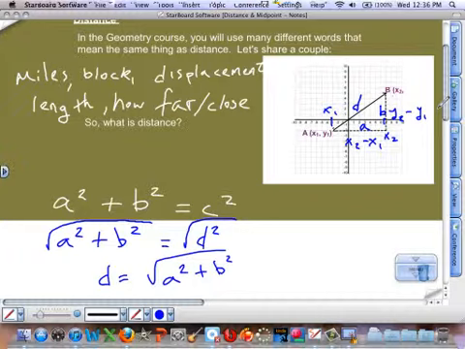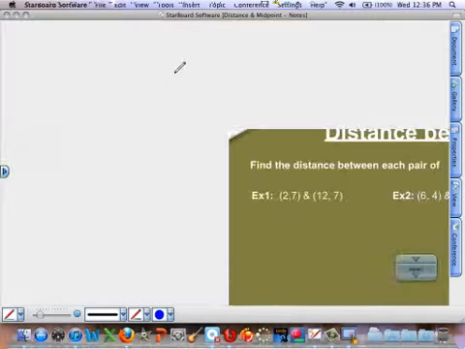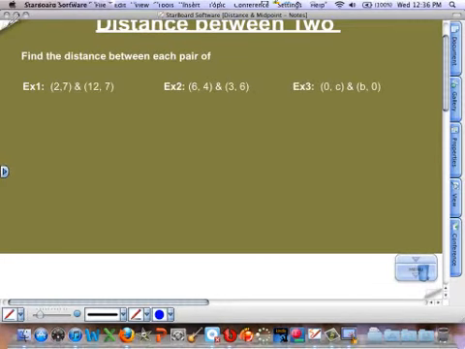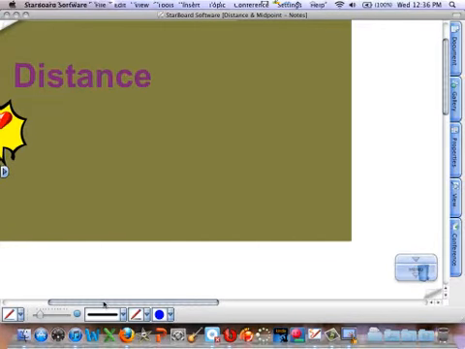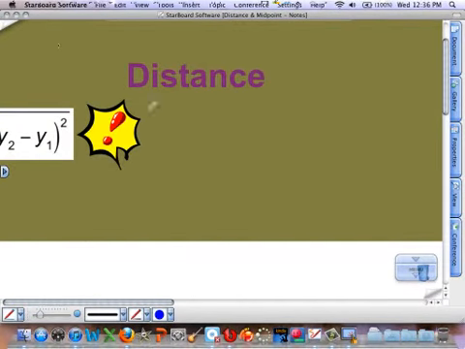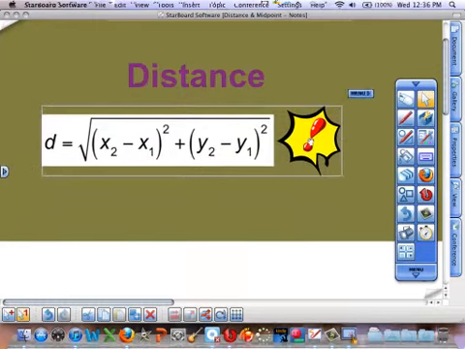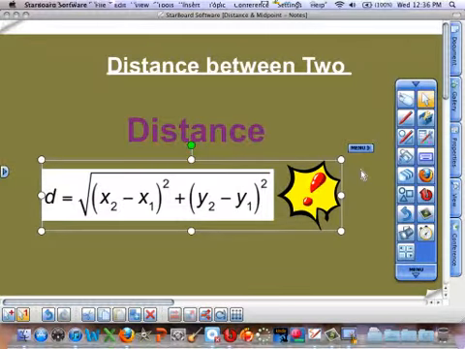So when we're all said and done, with a little bit of substitution now, we actually do get the distance formula. A little crazy here. And therefore, here's our distance. D is the square root of x2 minus x1 squared plus y2 minus y1 squared.